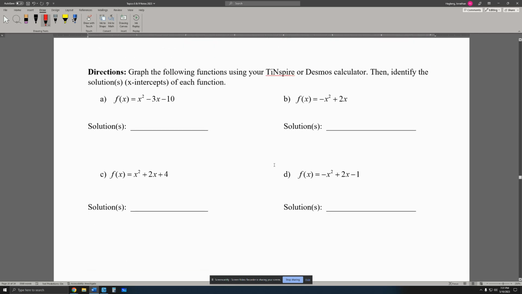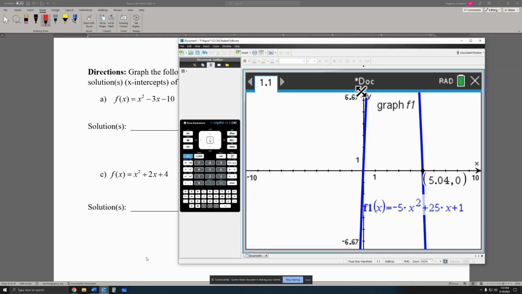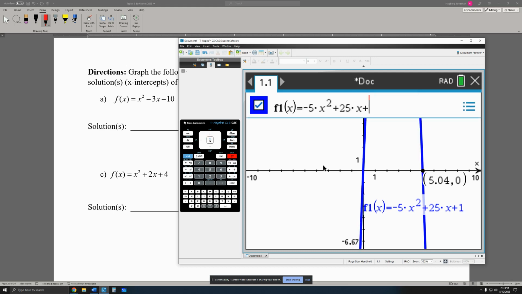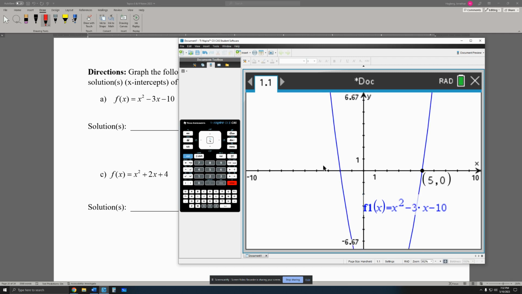All right, let's get some practice. So we're going to graph each of these in our TI Inspire calculator, and then we're going to find the x-intercepts. So we'll start with this one, x squared minus 3x minus 10. Back to our calculator. In order to get back to the function, you're going to hit the tab button, and then I'm going to go back up to f1 of x. So we're done with this one, so let's go ahead and clear that out. We'll type in the next one, x squared minus 3x minus 10. Hitting enter, we have this here.